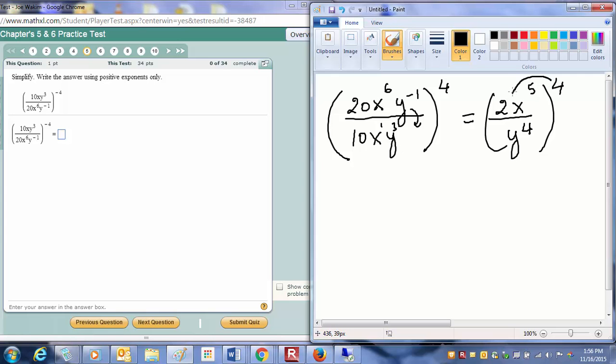Now I want to raise each one to the power 4. Power to power we multiply. 2 to the power 4.